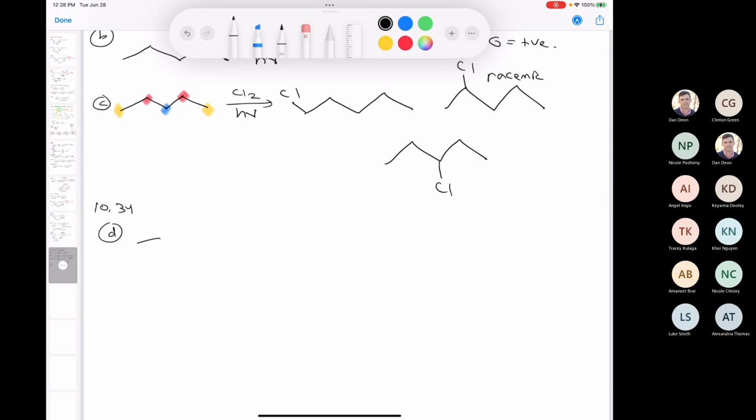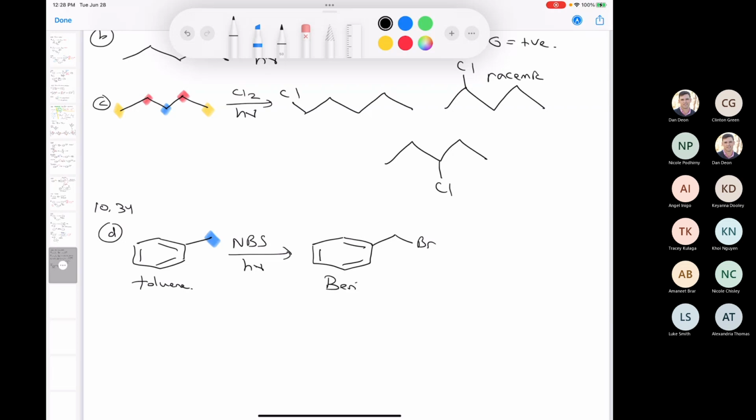Next one in 10.34, so this is 10.34D. We're going to take toluene. So this compound, methylbenzene, is called toluene. And when you take toluene and you treat it with NBS and light, you do an allylic, or in this case, a benzylic bromination. Where's the benzylic carbon? It's this carbon right here. So that is where our bromine adds. We end up with this compound where we have CH2, then our bromine.